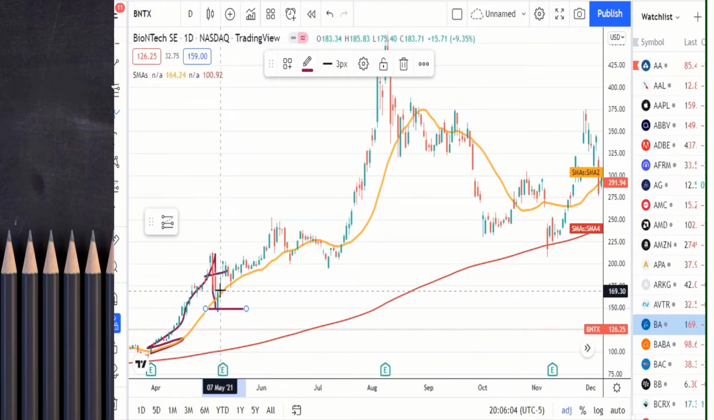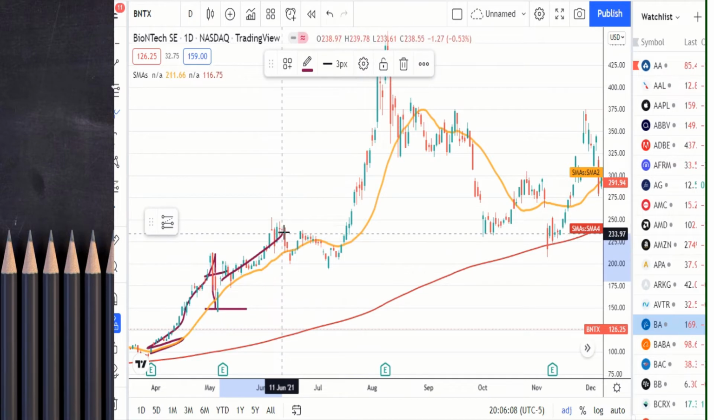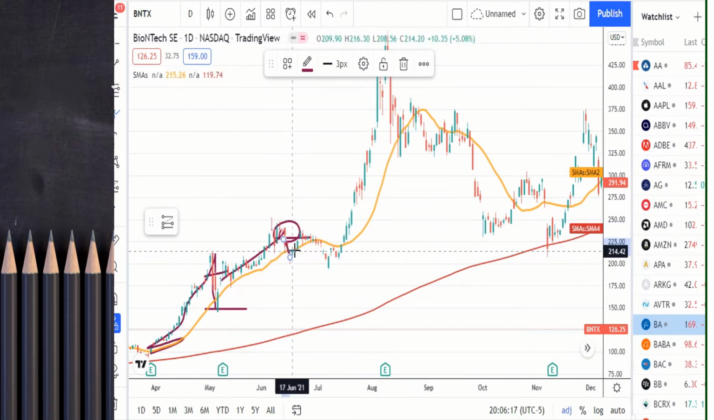Okay, same thing. Continue up. You see 1, 2, 3 bars. You can enter the trade right here. Stay in it for 2, 3 days and then exit right there.